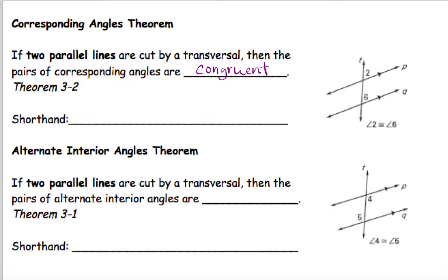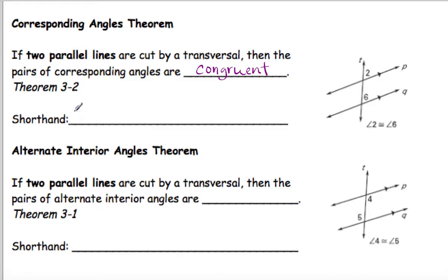So those will be congruent. So in this picture with these parallel lines, you can tell that they're parallel because of these little arrow markings. Angles 2 and 6 are corresponding, and so they would be congruent. And when we're doing a proof, we're going to shorten how we write this. So we have a little spot to put this in shorthand.